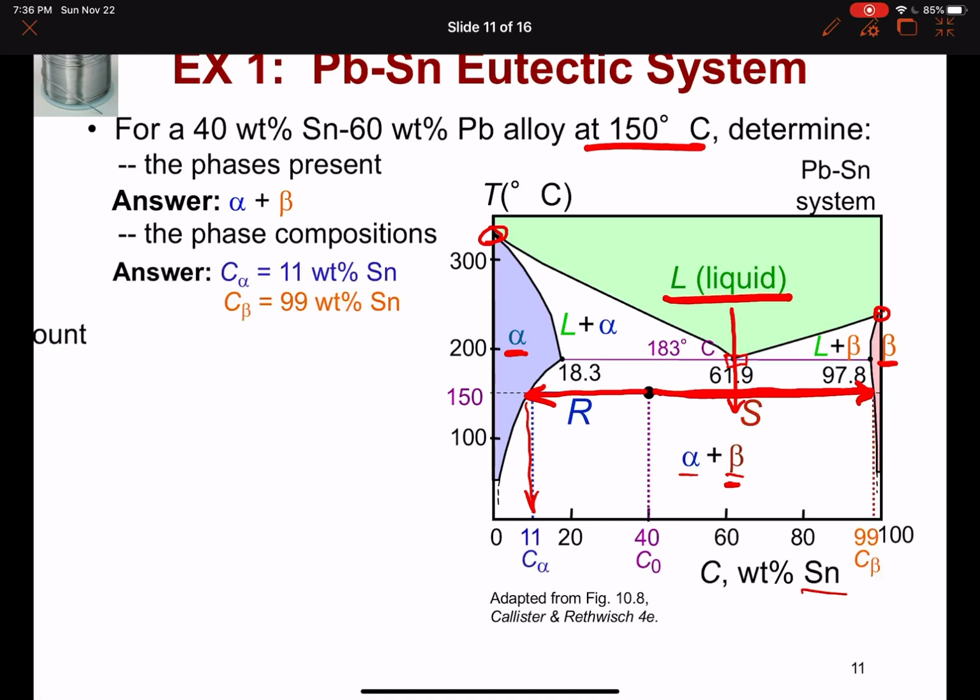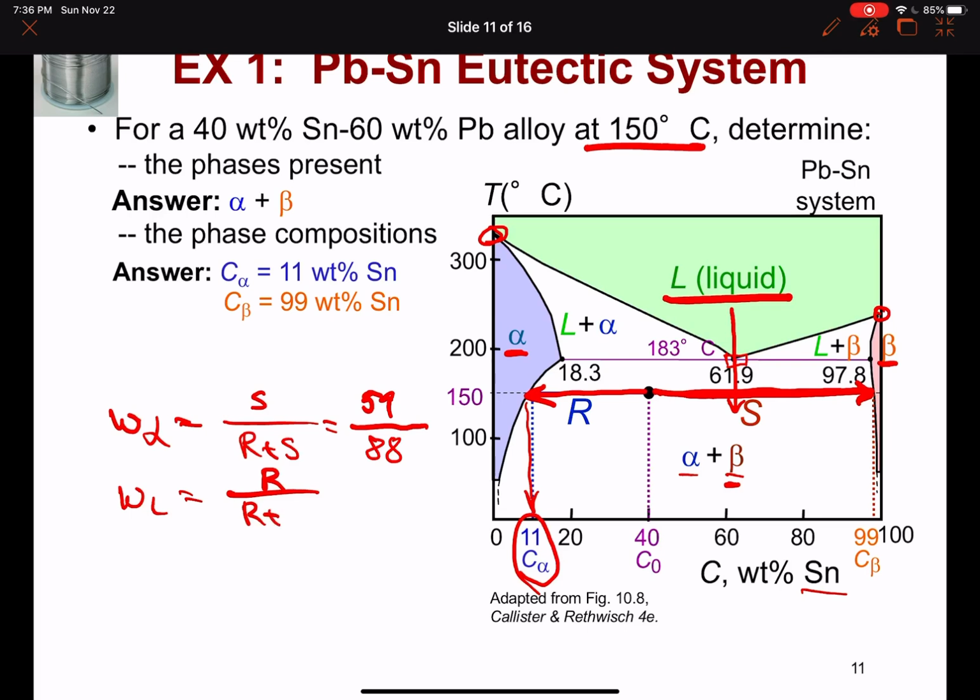So doing that, we see that the alpha is about 11% tin, and we get to very, very high tin content for the beta phase. That is to say, it is 99% tin. And then for the weight fractions of each, if we're to do the weight fraction of alpha, we're going to do S divided by R plus S. And so we're going to have 99 minus 40, so 59, divided through by 99 minus 11, 88. And for the beta fraction, here we're going to have the complement, so R divided by R plus S. Same denominator there, 88. And now we're going to have 40 minus 11, so 29 this time.